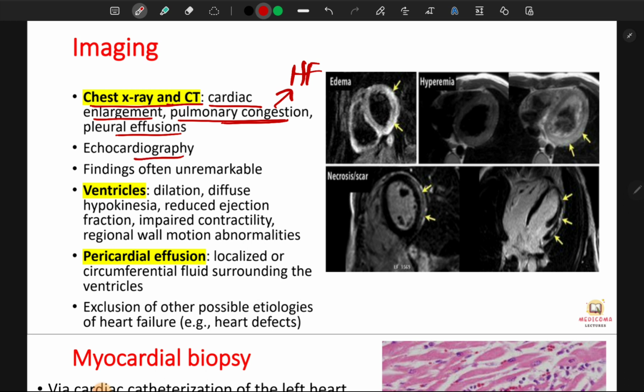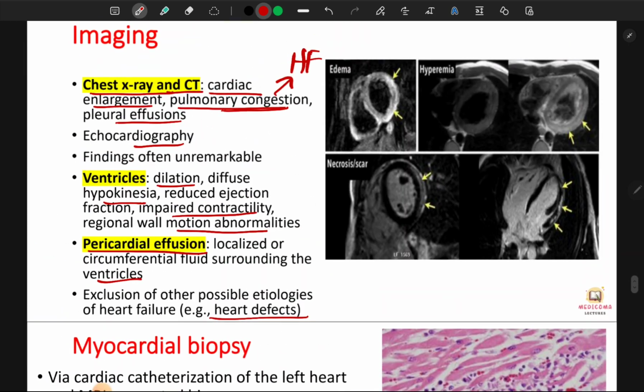Echocardiography findings: unremarkable ventricle dilatation, diffuse hypokinesia, which means there is no proper strength of the wall of the myocardium, reduced ejection fraction and impaired contractility, and also there are motion abnormalities. Pericardial effusion, localized and circumferential fluid surrounding the ventricles, helps exclude other etiologies of the heart failure, and we can also see heart defects through echocardiography.